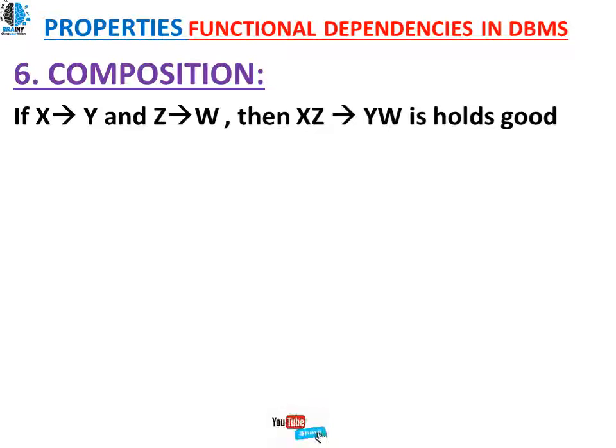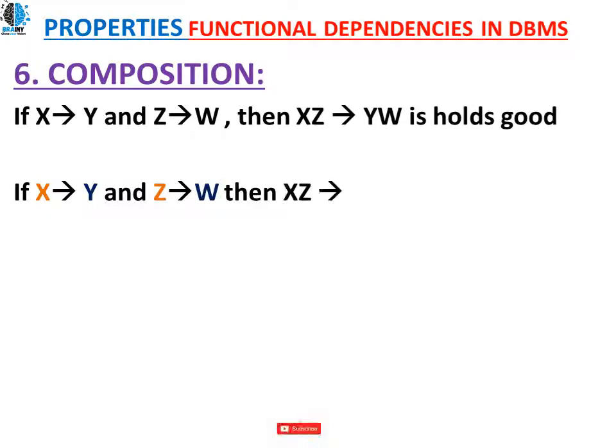X goes on Y, Z goes on W. Then XZ goes on YW should hold good. So how is it going to happen? Let's see this. If X goes on Y and Z goes on W, it means XZ goes on YW should be there.